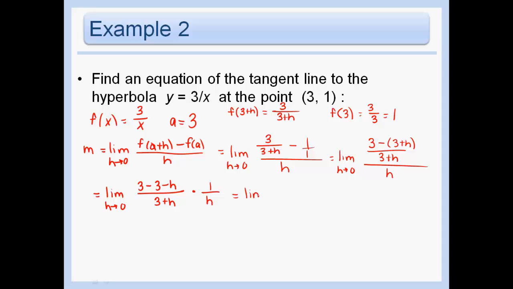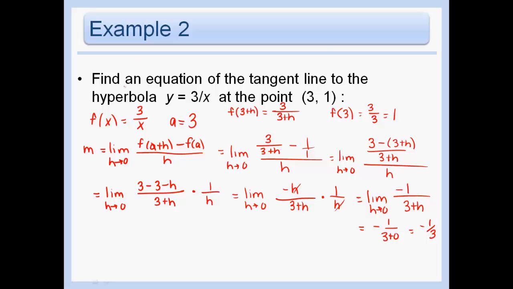And remember how I said before, never multiply the bottom stuff out because hopefully something will cross out. What do you get on the top? 3 minus 3 is 0, so you just have minus h over 3 plus h times 1 over h. Yay, something cancels out. Probably did something right. So we have the limit as h approaches 0 of negative 1 over 3 plus h. Can you plug in the 0 at this point? Yes, you can. Negative 1 over 3 plus 0, which equals negative 1/3.